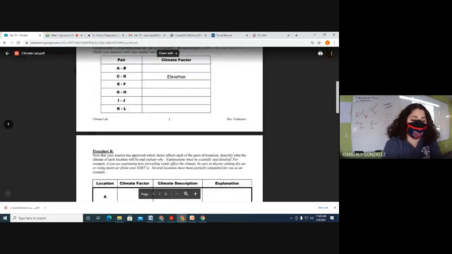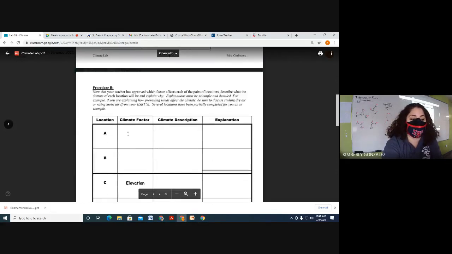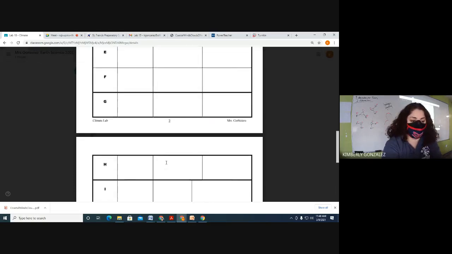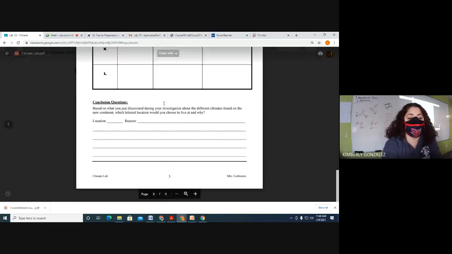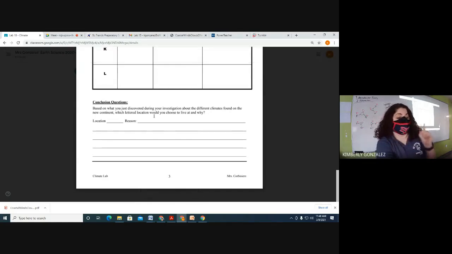Once I have checked that, you are going to write down in here what the climate factor is, what the climate should be, and why, for each location. Then you are just going to answer this one question. That is all. That is the whole lab. That's why I was able to teach first period and then this.